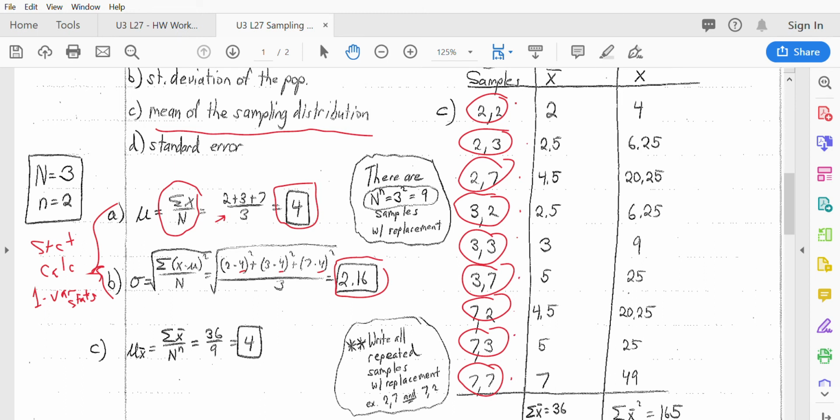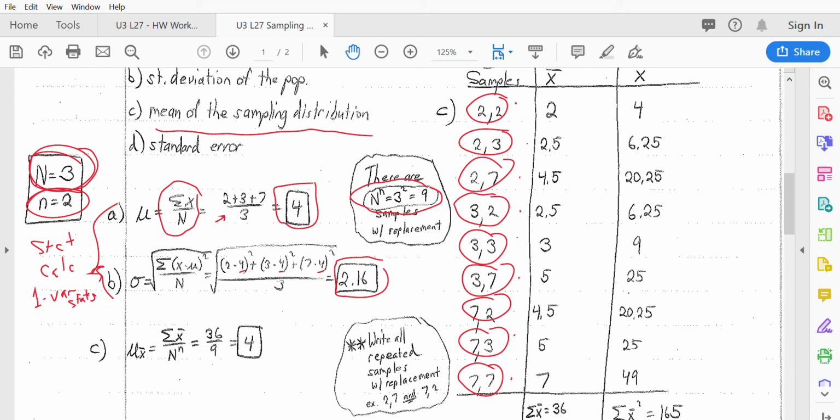Interesting. Capital N, look over here on the left. Capital N equals 3. Lowercase n is 2. Doesn't 3 squared equal 9? It does, not a coincidence. When you are sampling with replacement, there are always big N raised to the power of little n samples, or in this case, 3 squared samples, or 9 samples. Is it something that needs to be memorized? Not necessarily, but is it extremely helpful in letting you know how many samples you should get? Absolutely.